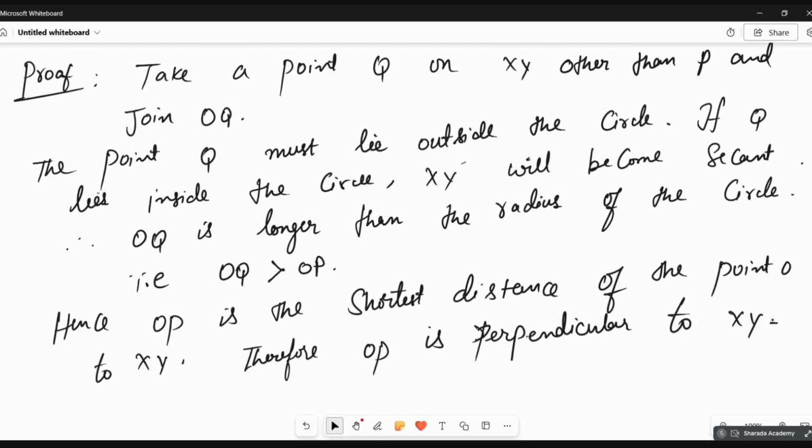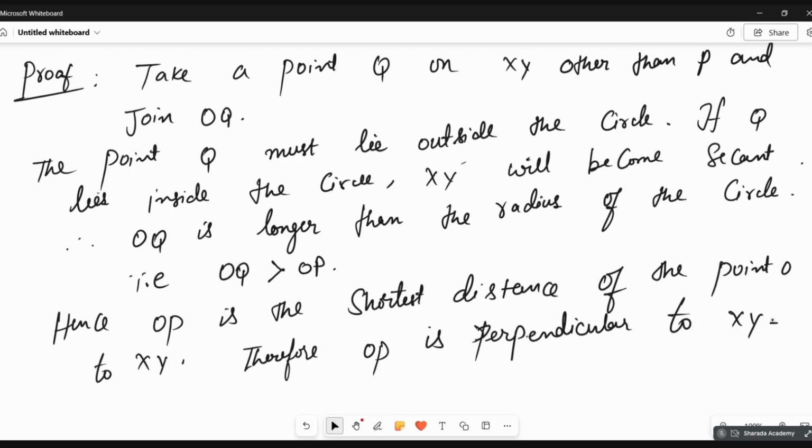So that is why OQ should be outside the circle itself. Since it is a tangent, on the circle you can have only one point, not 2 points. So OQ is outside the circle, which means OQ is always greater than OP. So OP is the shortest distance from point O to the tangent XY. What does it mean? OP is perpendicular to XY.